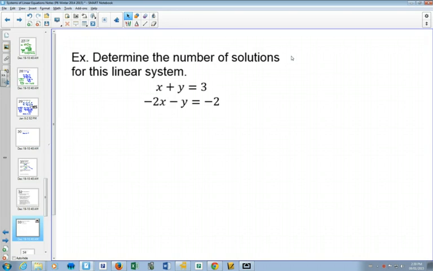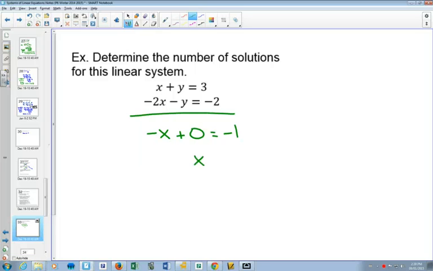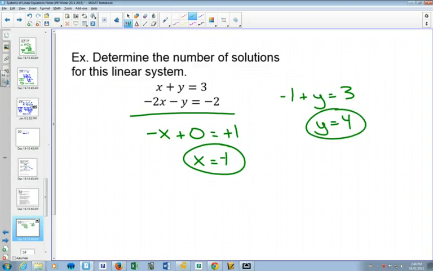In fact, with elimination, can you see that if you add them right away, you don't even have to multiply the equations by anything? The y's already have the same coefficient. One is positive, one is negative. So if we add them up right here, x plus negative 2x, negative x plus 0 equals negative 1. Multiply both sides by a negative, you get x equals 1. Plug it in. What did I do wrong? Oh, 3 plus negative 2 is plus 1. And then when I multiply by negative, I get negative 1. So negative 1 plus y equals 3. Add 1 to both sides, y is equal to 4.